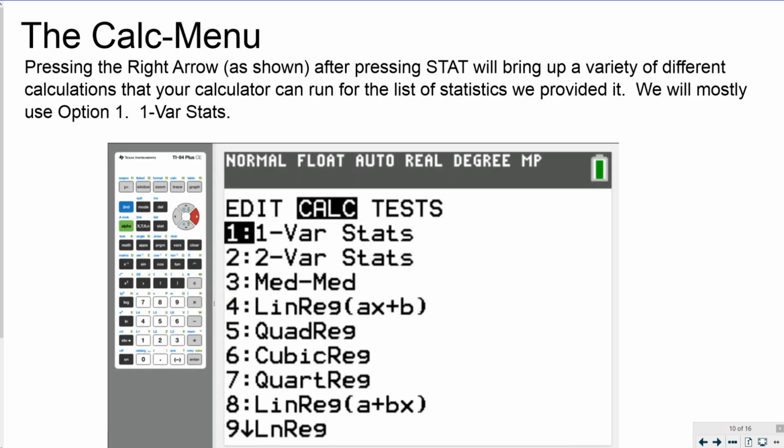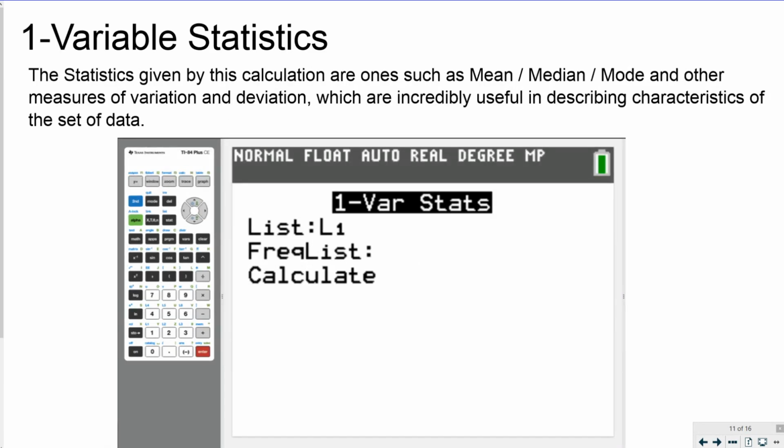The calculate menu. After you go back into stat, if you press the right arrow key on the calculator, as I showed, it will bring up the calculation menu. It brings up a variety of calculations your calculator can run for the list of statistics we provided. We're mostly going to use option 1, which is one variable statistics, such as mean, median, mode, etc. So it will look like this, okay?